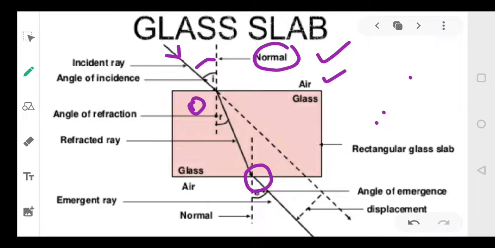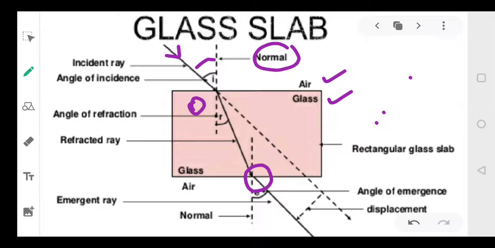Here you have the medium is air. Okay, the medium is air. But this is your glass. So again at this point, point O, the medium will change from air to glass. Okay? Are you clear with this?